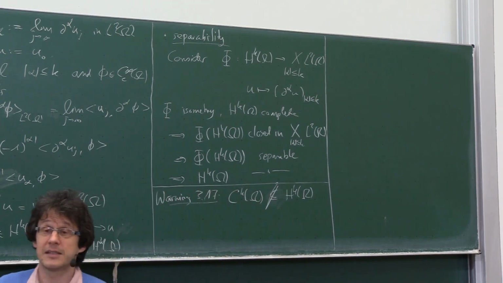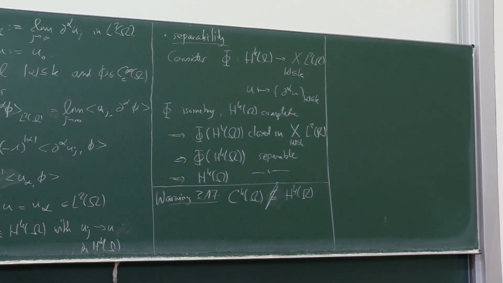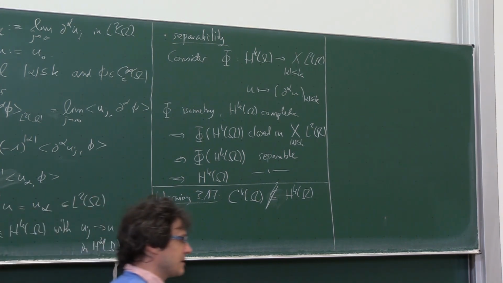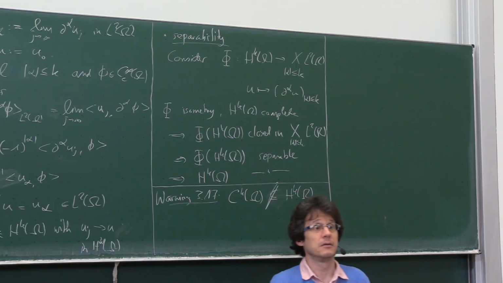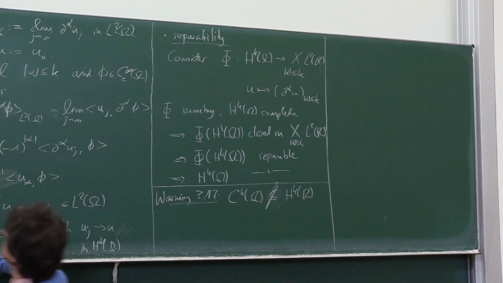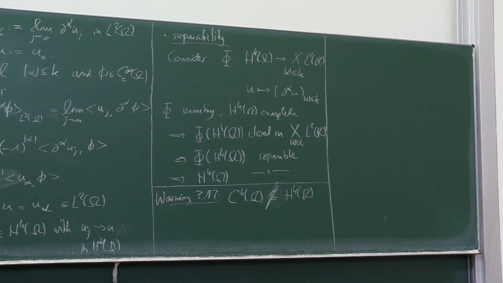And the point is that being in a Sobolev space is not only a quality of differentiability, but this notion of being in a Sobolev space also contains some integrability. U has to be in L2. It has to be square integrable.